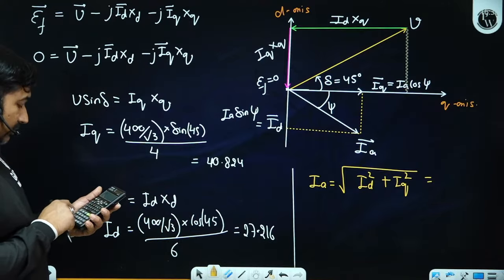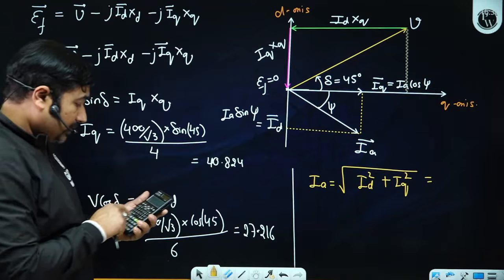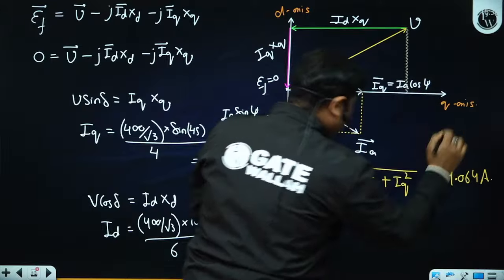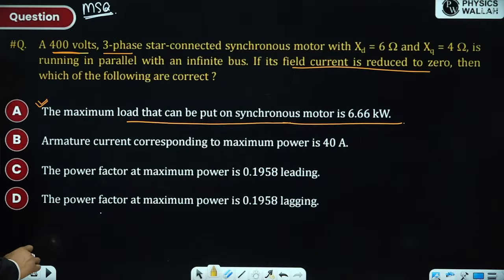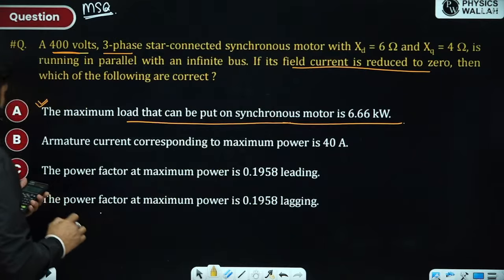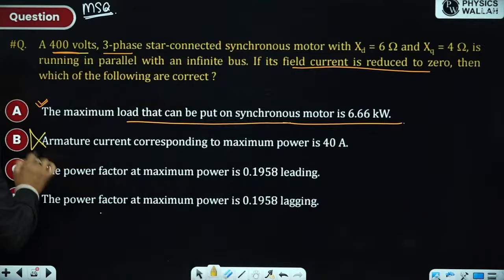So, taking 40.824 square and the square root of the answer will become 49.064 ampere. If we observe, the current under maximum output power condition is 49. However, in this it is 40. So, this answer is wrong. Now, come to the C part.